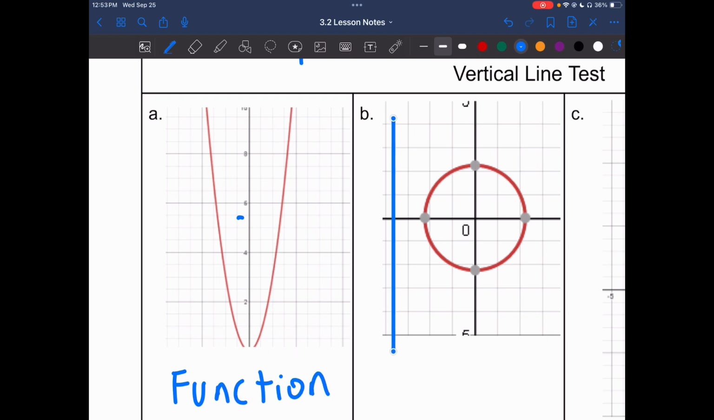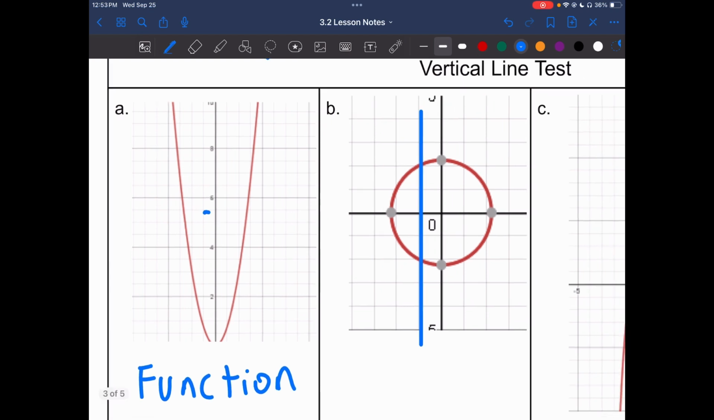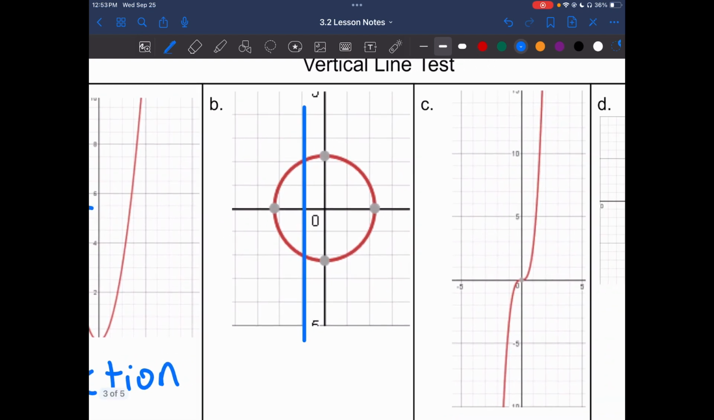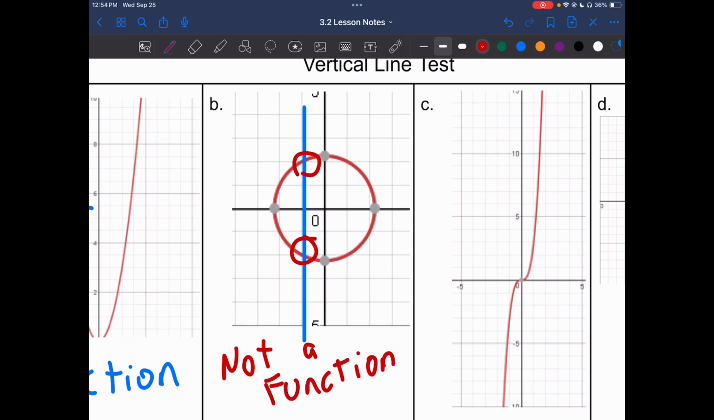Now, if I bring my line over to my next one, letter B, my line is hitting in two spots on my graph, there and there, so this is not a function. Now, if I go over to letter C and I move my vertical line across, again, I am only hitting one point on the line, so this is a function.